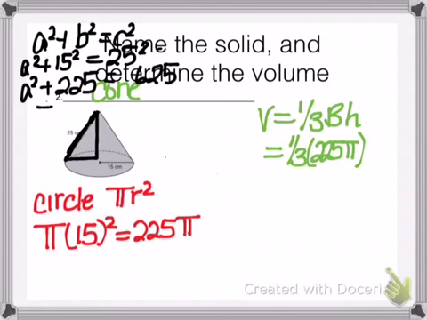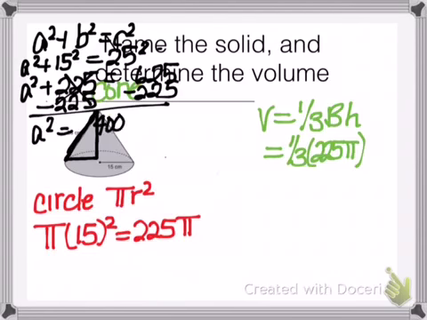So to solve it, I need to use the subtraction property of equality. That eliminates it on the left. So a squared equals 400. And to find the height, I've got to get rid of my square, so I'm going to take the opposite, square root. So I know my height, or a, is 20.